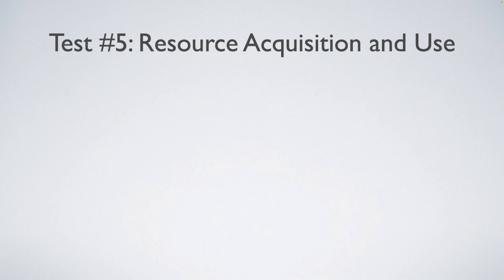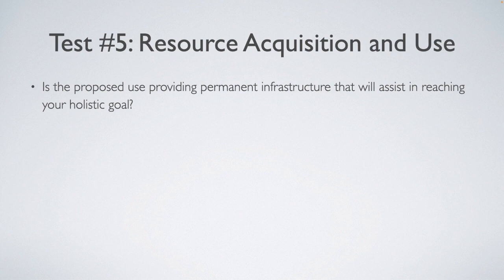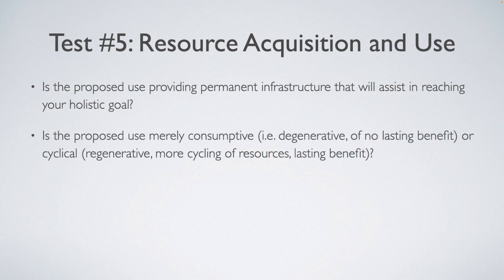Some additional clarifying questions that can be helpful to ask here. 1, is the proposed use providing permanent infrastructure that will assist you in reaching your holistic goal? In other words, are you getting a lasting benefit from this expenditure of money or energy that ideally decreases your need for such expenditures in the future? Is it helping you get off of the hamster wheel? 2, is the proposed use merely consumptive? Is it degenerative or offering no lasting benefit? Or is it cyclical? Is it regenerative? Is it cycling more resources?